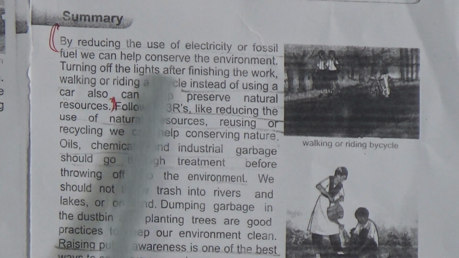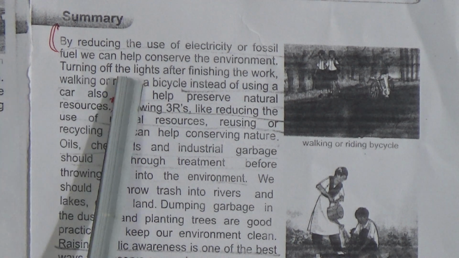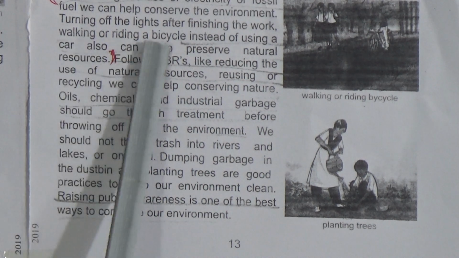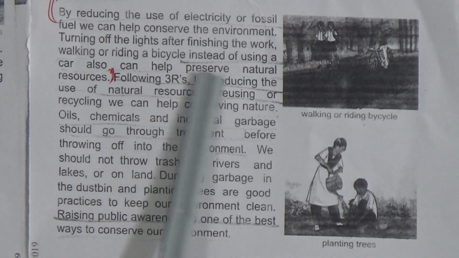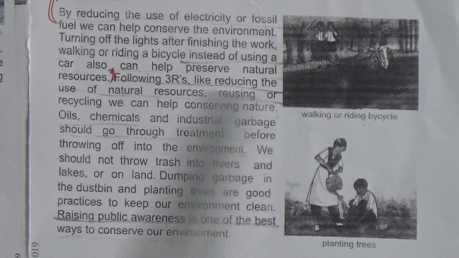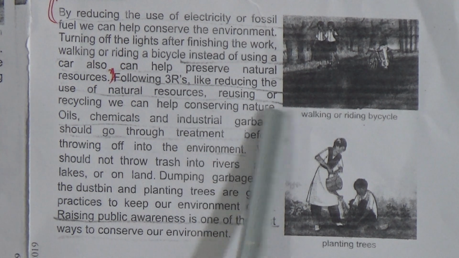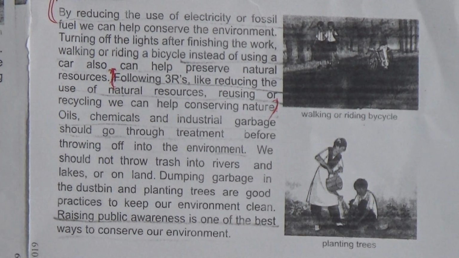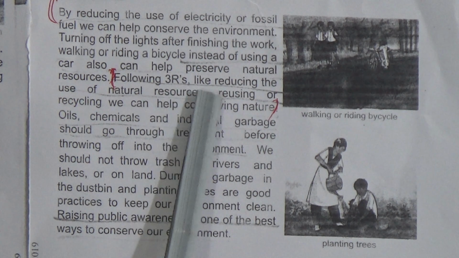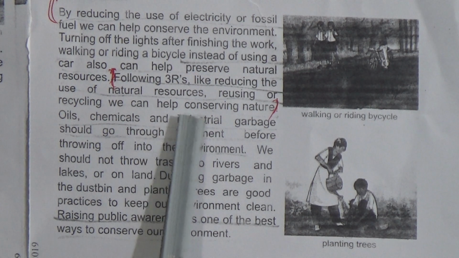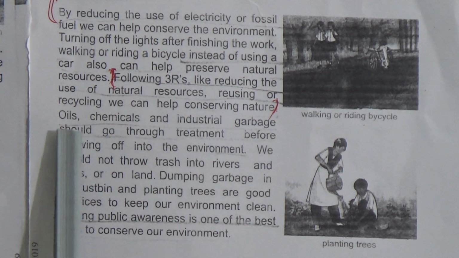By reducing the use of electricity or fossil fuel, we can help conserve the environment. Turning off the lights after finishing the work, walking or riding a bicycle instead of using a car can also preserve natural resources. Now by following 3 R's, reducing the use of natural resources, reusing and recycling, we can help conserve nature. My dear students, this is also another question answer. What are 3 R's? 3 R's means reducing the use of natural resources, reusing and recycling, which help conserve nature.